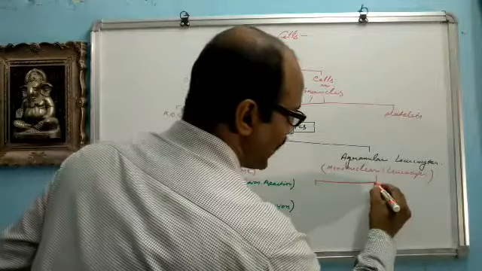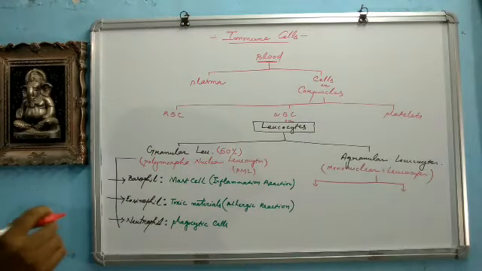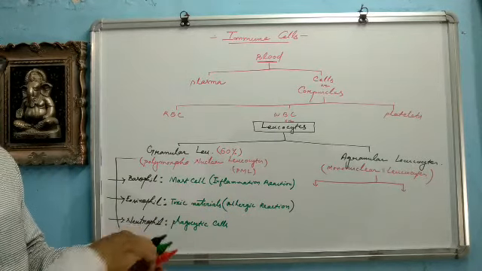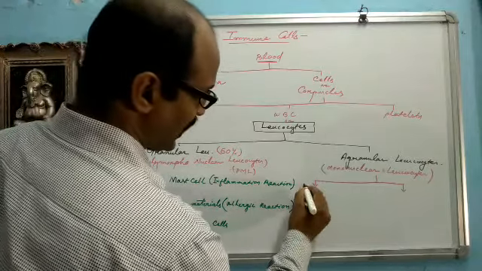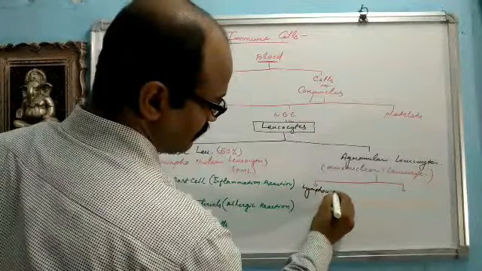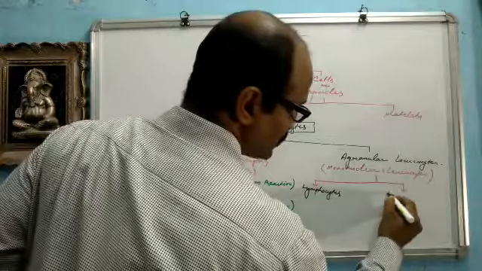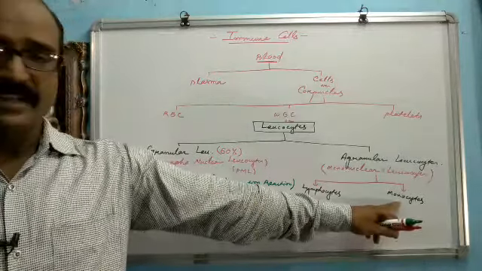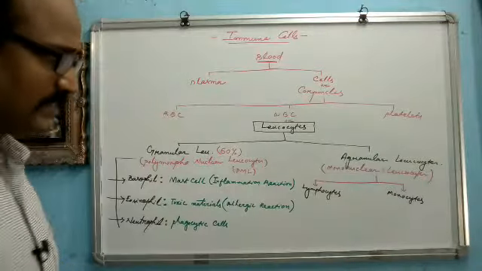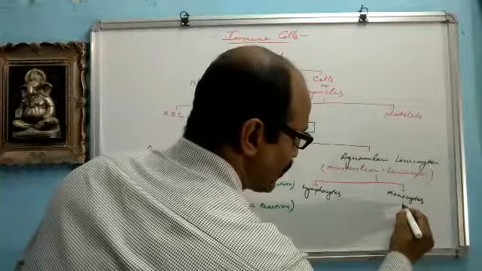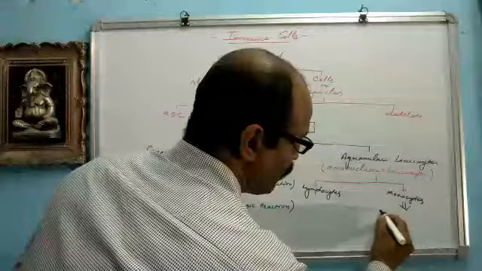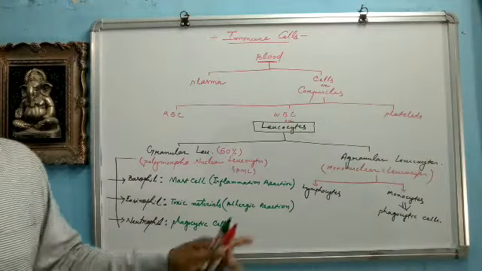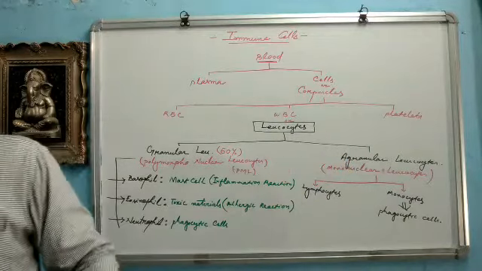These leukocytes are again of two types: monocytes and lymphocytes. Monocytes are larger cells having a large nucleus. They act as phagocytic cells.